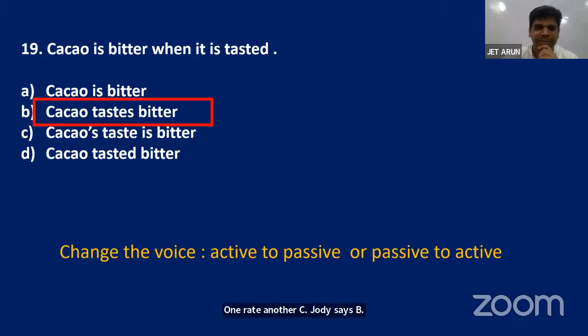Let's look at the answer, students. It is B, Bombay. Kasau tastes bitter. All right. With this, let us move on to mathematics, students.